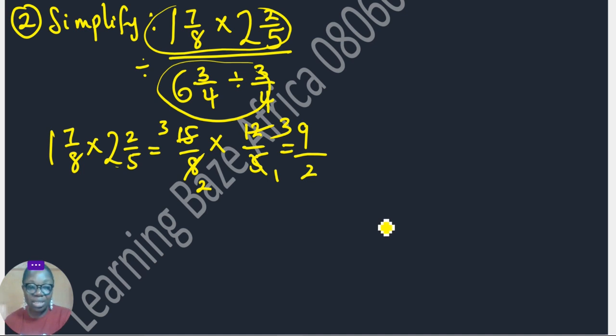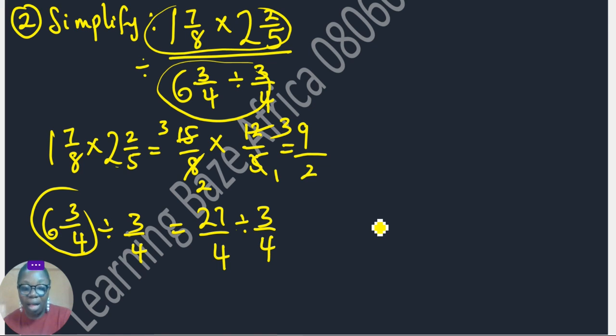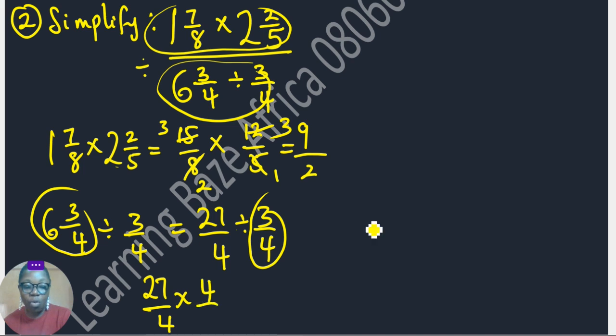So now let's simplify the denominator, which is 6 whole number 3 over 4 divided by 3 over 4. So let's change this mixed fraction to improper fraction. 4 times 6 is 24. 24 plus 3, that's 27 over 4 divided by 3 over 4. Now, anytime you are performing division of fractions, you multiply by the reciprocal of that fraction. So we are dividing by 3 over 4. You multiply by the reciprocal of 3 over 4. The reciprocal of 3 over 4 is 4 over 3. Okay, so that will be 27 over 4 times 4 over 3.